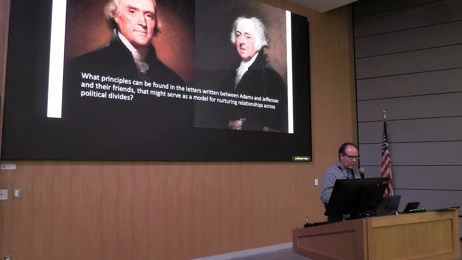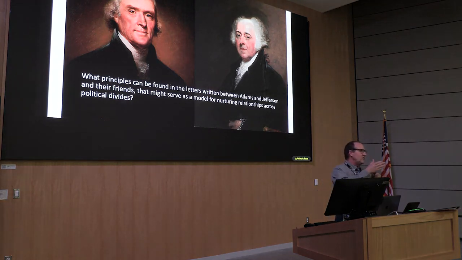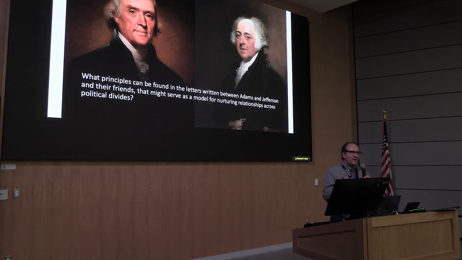All right. So this is the question that I would work on with students now. They've got a little bit of background. They understand that these two men are very different, and they had really different ideas about government, but they also have this friendship together. What principles can be found in the letters that were written between Adams and Jefferson and their friends that might serve as a model for nurturing relationships across political divides? So let's look at their letters. Let's look at the way they communicated with each other. Let's see if we can find some principles that can teach us about how we can get along with others that we disagree with.